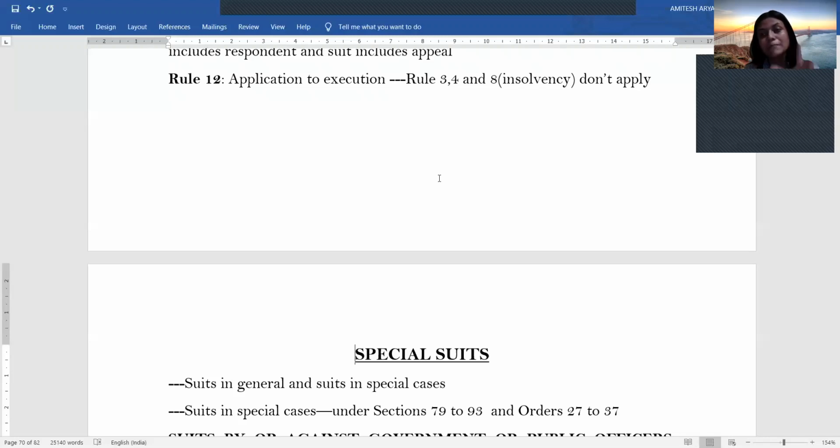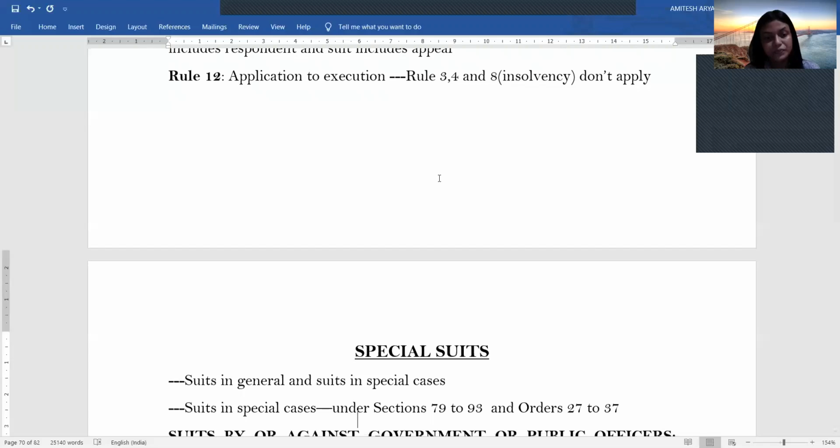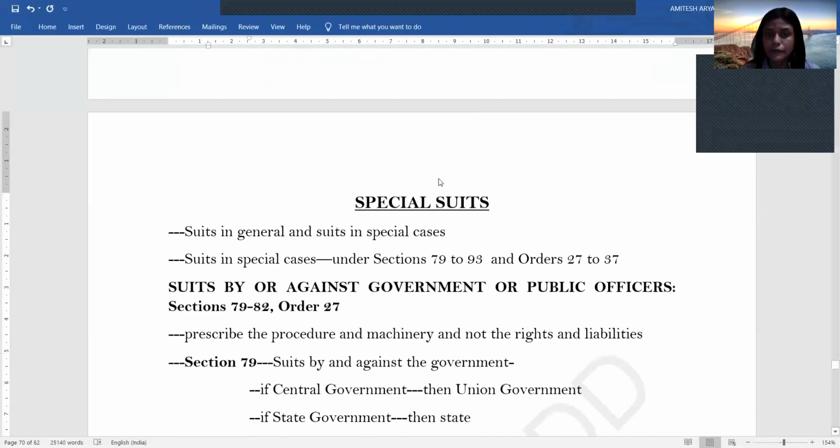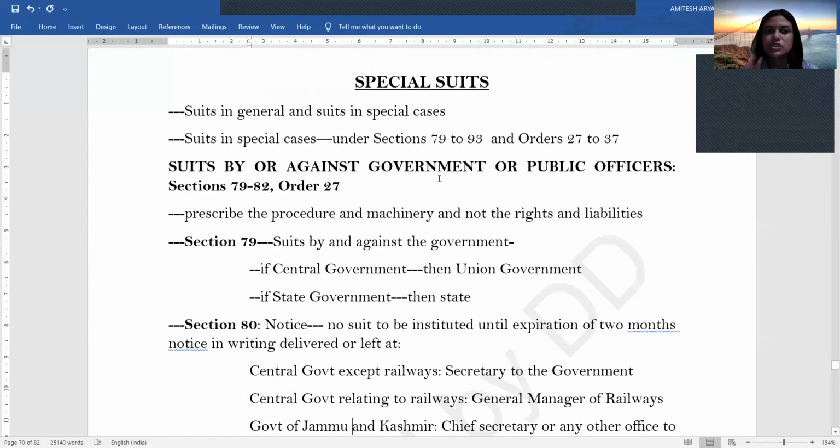Now special suits are what? Here we are dealing with specific types of cases. So the first type of special suit that we'll be seeing is the suit by or against the government or the public officer. What are the prescribed sections and order? That is sections 79 to 82 and order 27.